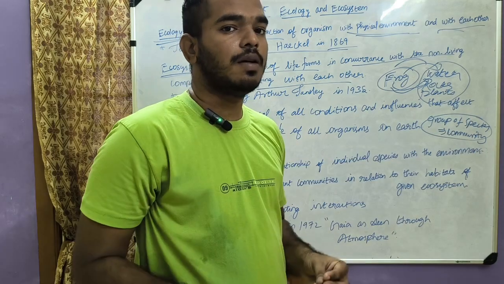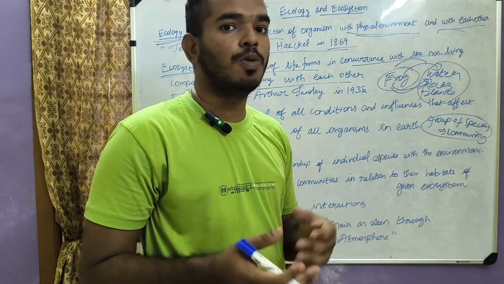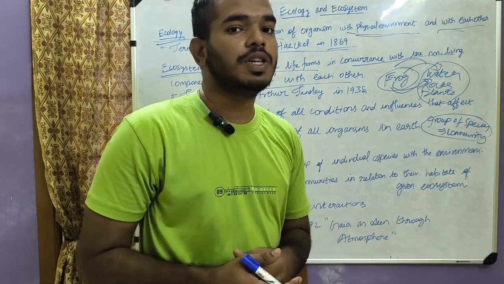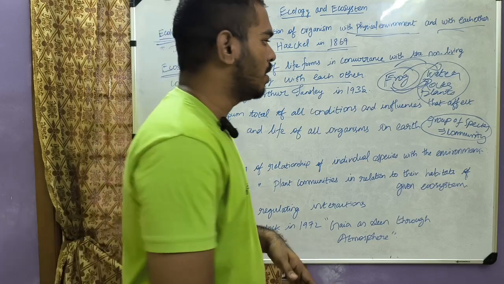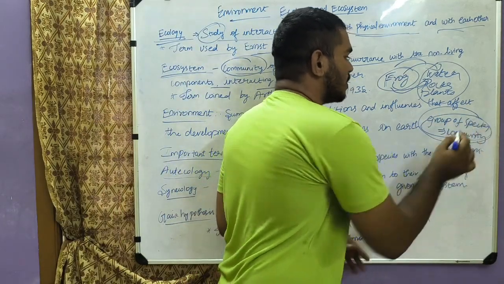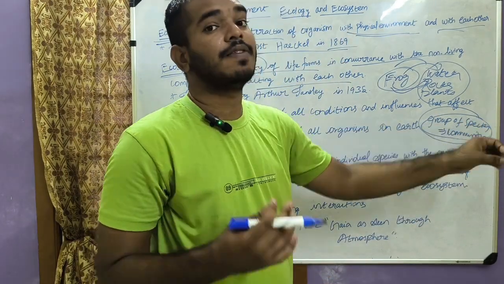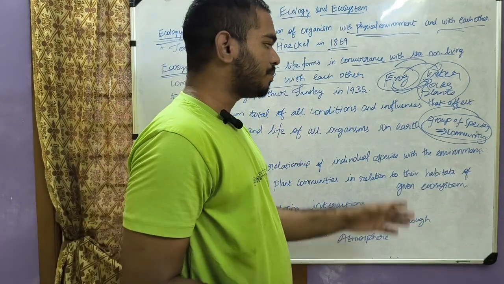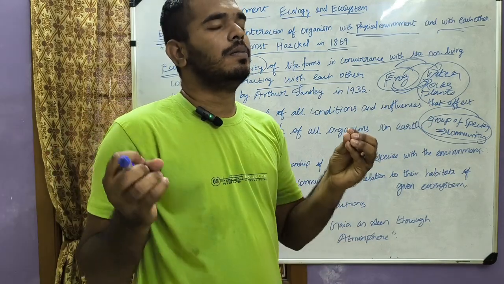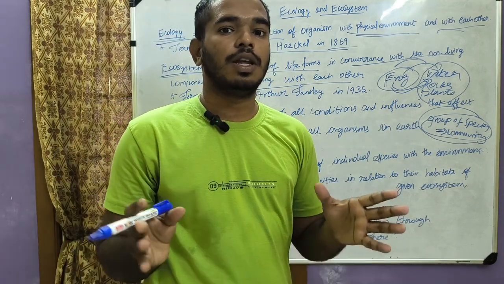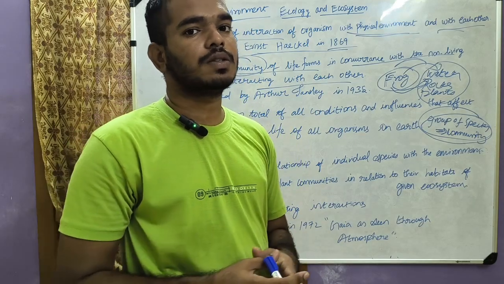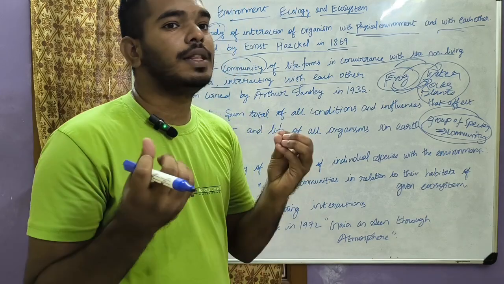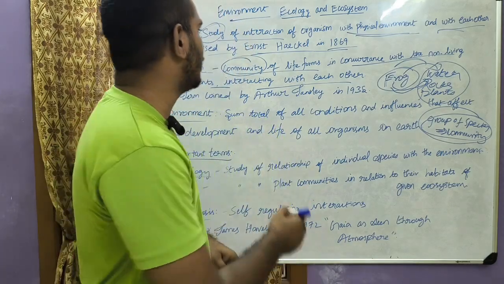Take for example, human beings belong to the species Homo sapiens. So a species is nothing but individuals having the same genetic character. A group of several species is known as a community. Take for example, in a lake, not only a single species but different species live together, like snakes, frogs, fishes. All these collectively are known as a community.